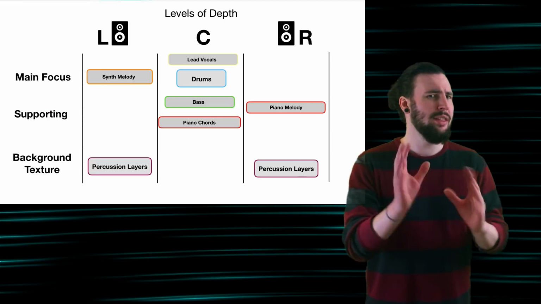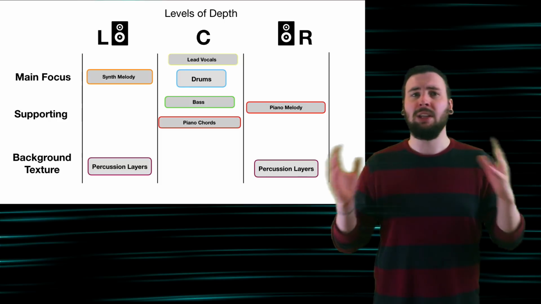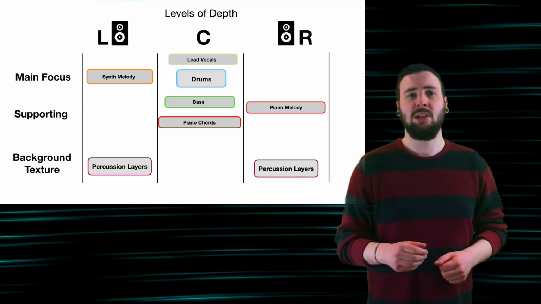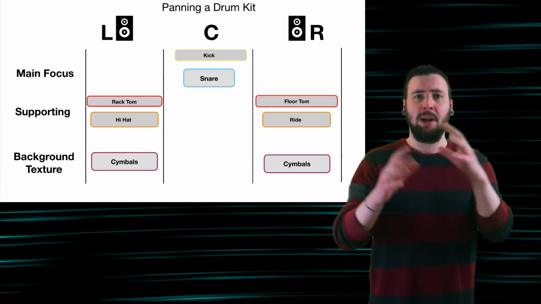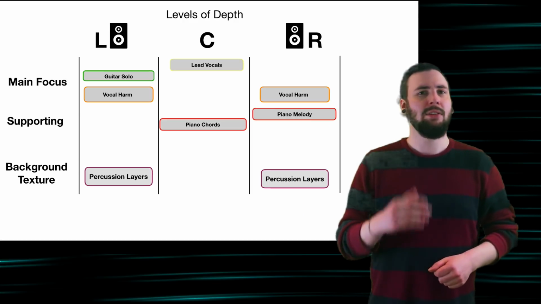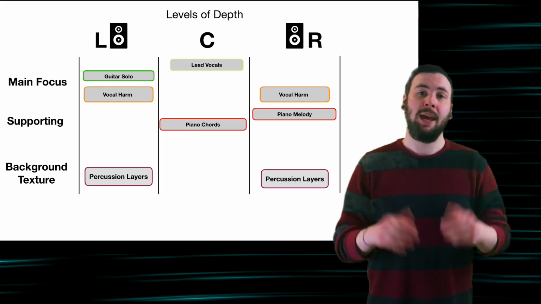So what's the main focus of the song and what's supporting that focus? Usually the main focus is gonna live up the center with additional melodies coming in from the sides to momentarily move our attention from the center position. In a drum kit, the kick and the snare live up the center, but percussion and cymbals can easily surround those drums on either side. The lead vocals are almost always kept center, if not double tracked and hard panned.